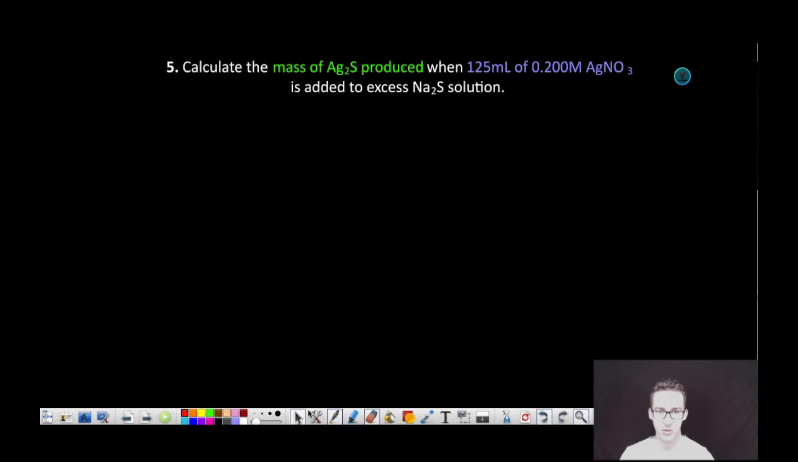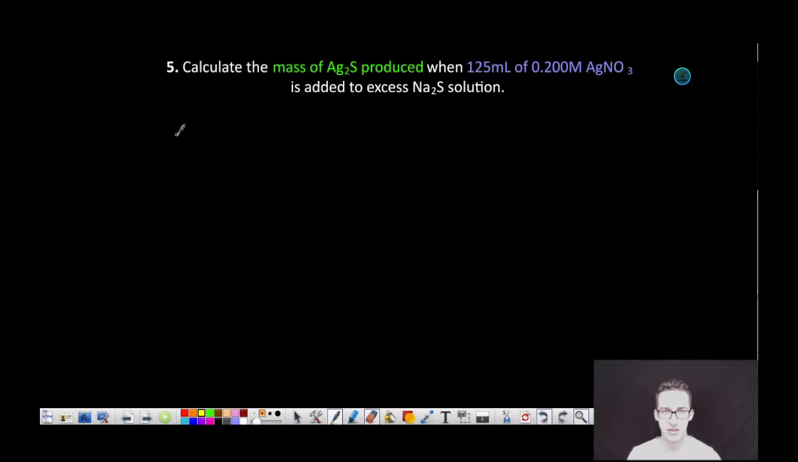Okay, so a little bit different type of stoichiometry calculation here. We're dealing with concentrations of solutions. And additionally, we're not given a chemical equation to work with. So the very first thing we should do is write out a chemical equation so we can tackle this problem.